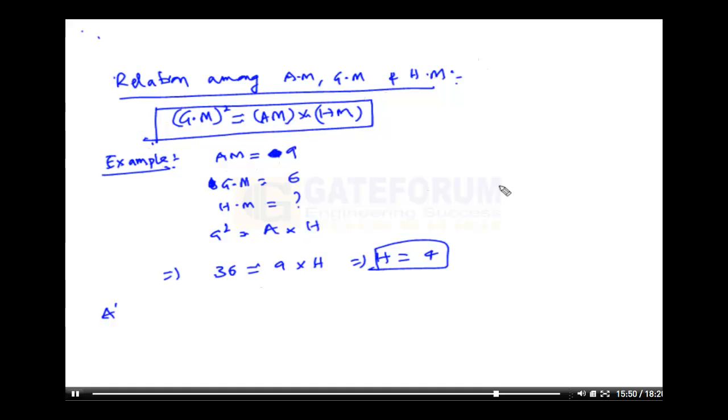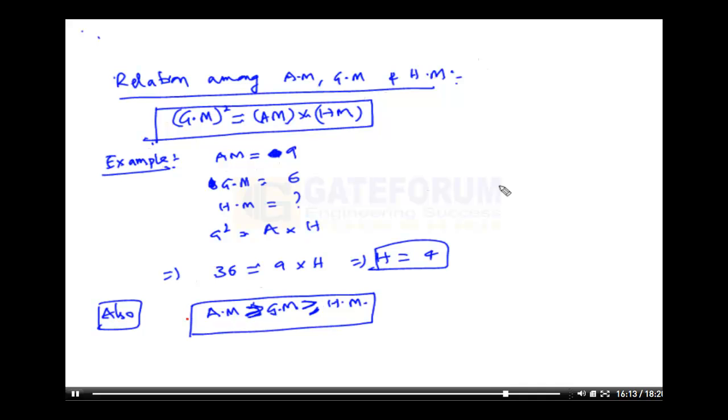Also, we need to observe that always for any set of numbers, arithmetic mean will be greater than or equal to geometric mean, which will be greater than or equal to HM. This is equal when the given numbers are the same, and strictly greater when they are different numbers. Hence, remember this inequality also.